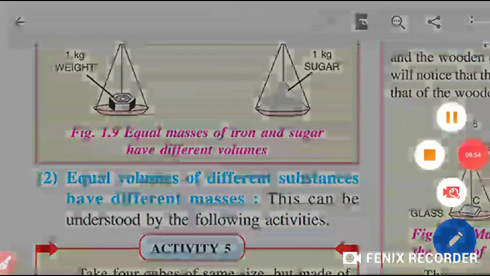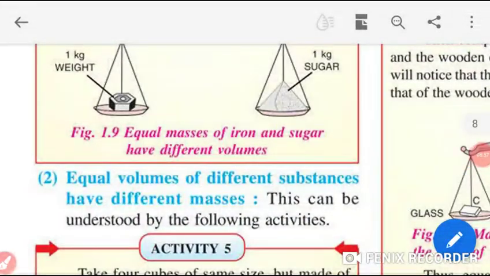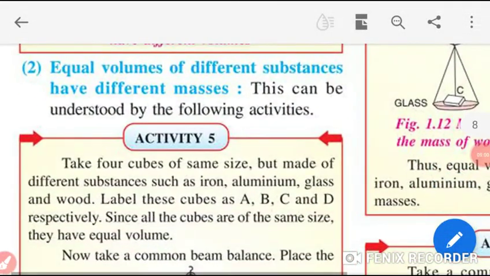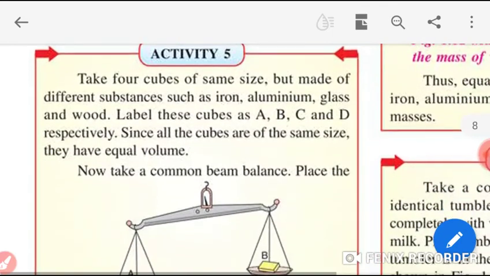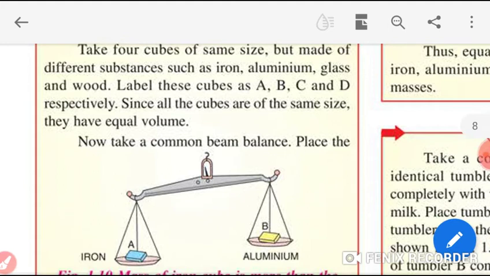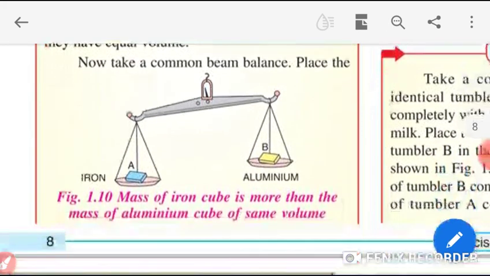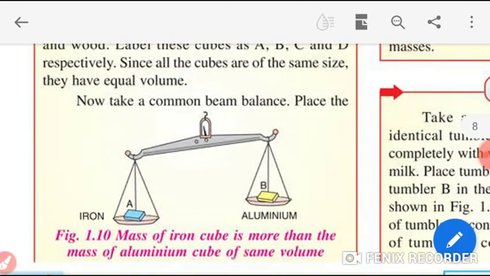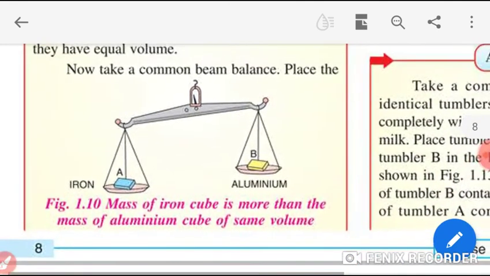Now we will see our second point. Equal volumes of different substances have different masses. Now you have to take 4 cubes of the same size, but they should be of different substances. We have taken iron, aluminium, glass and wood. These 4 substances we are labeling as A, B, C and D. Since all the cubes are of the same size, they will have equal volume.